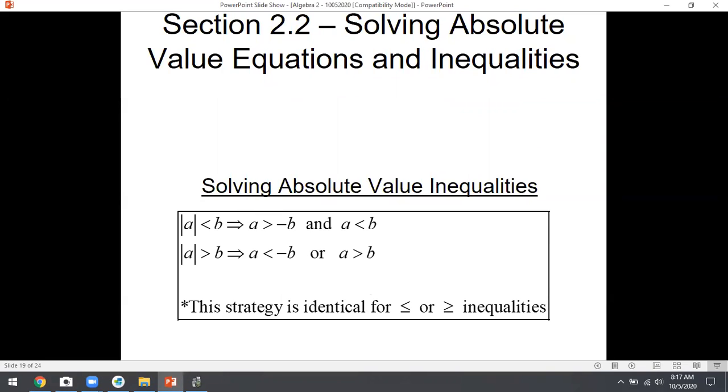Now, it gets a little bit trickier when we're doing absolute value inequalities. You definitely want to write down this bar here, this box, and let it be your guide as to what to do in these situations. For brevity's sake, they are written with less than or greater than. The same rules would work for less than or equal to, or greater than or equal to.